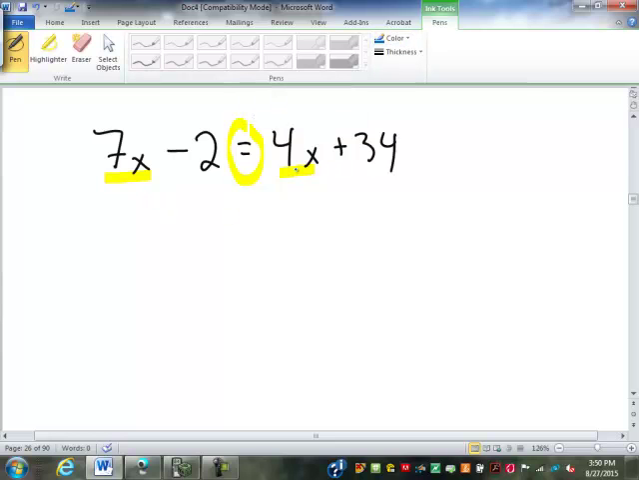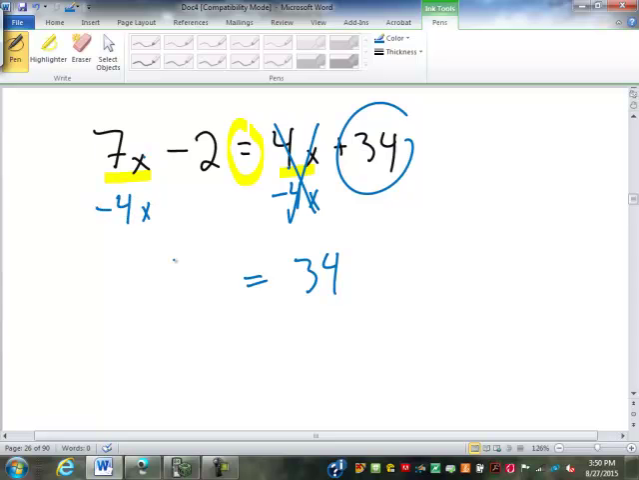Usually, we'll take the smaller of the two, which is going to be the 4x. Mathematically, how we take it away or get rid of it is subtracting 4x. It is now gone over here, leaving us with just 34 on that side. But remember, this is a balanced scale, so whatever we do to one side, we have to do to the other side. I have to take 4x from the left side as well. The only place I can subtract 4x from is 7x. 7x minus 4x is 3x.